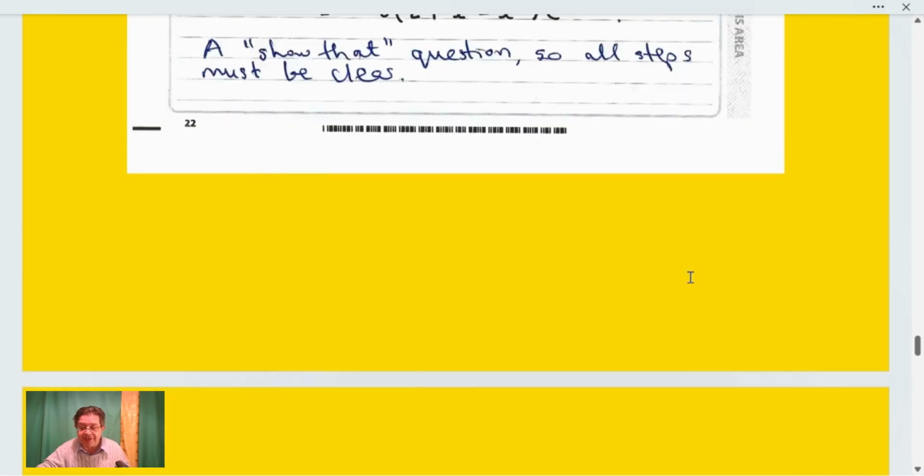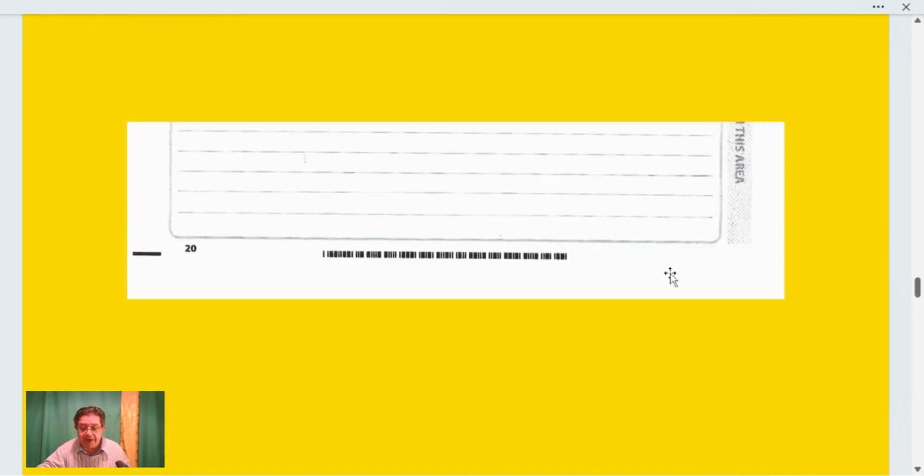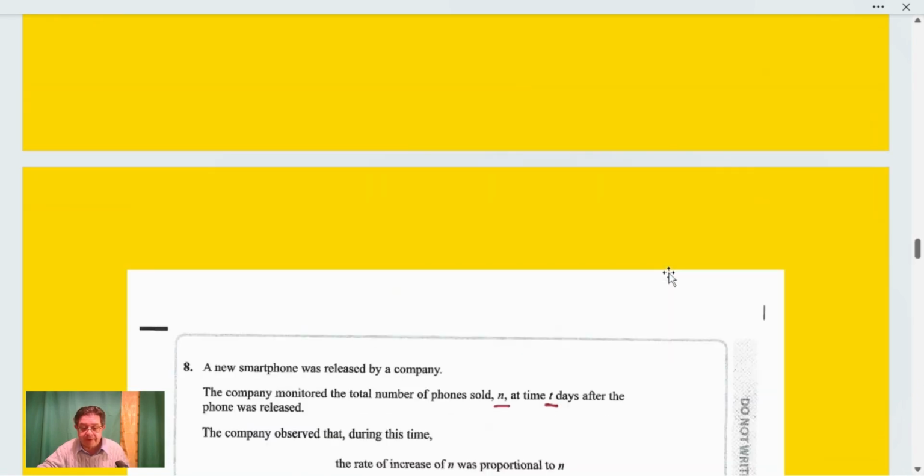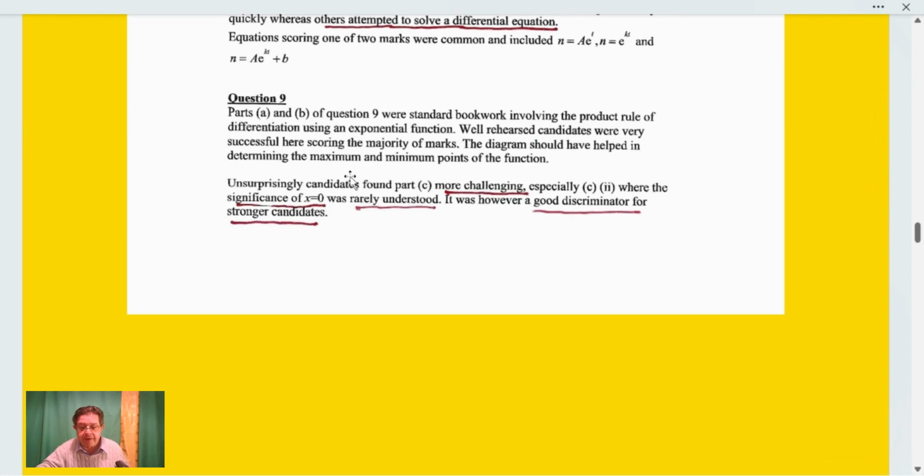Let us look again at the examiner's report and see what they say about this question. So back to the report. Parts A and B were standard bookwork involving the product rule of differentiation using an exponential function. Well-rehearsed candidates were very successful here in getting the majority of marks.